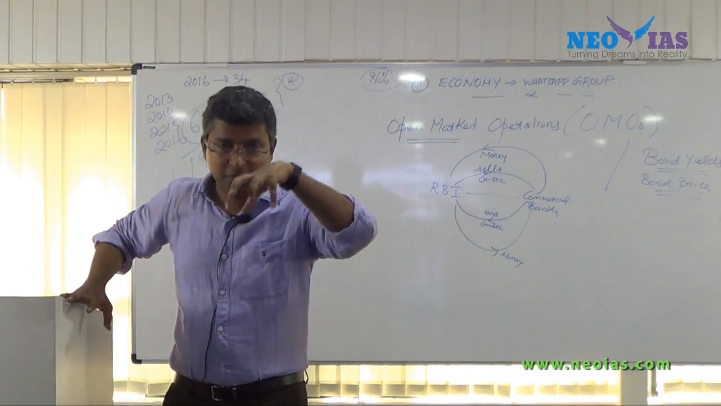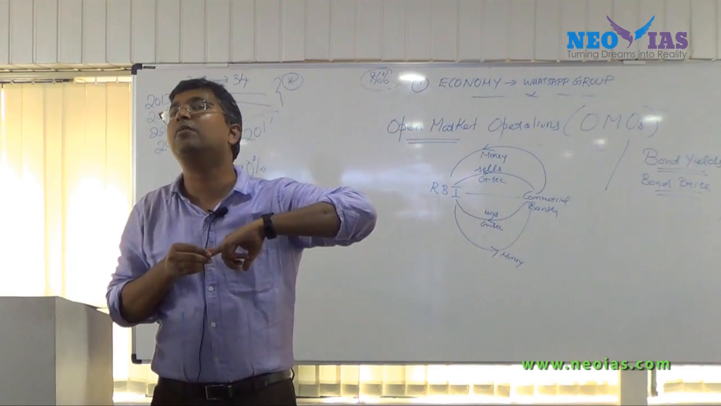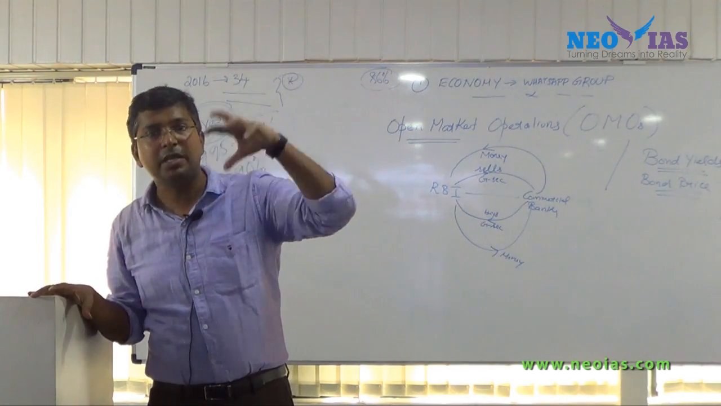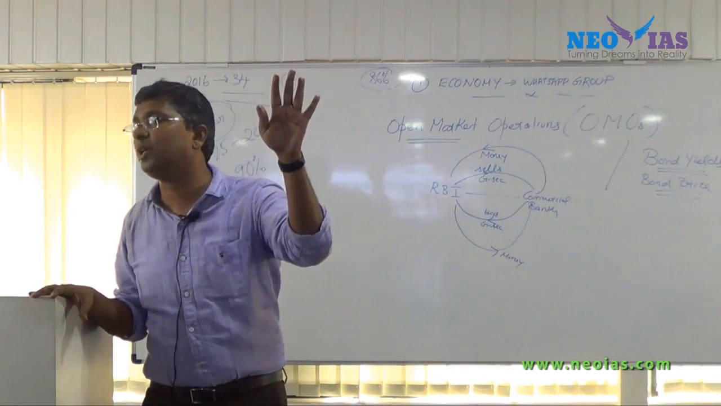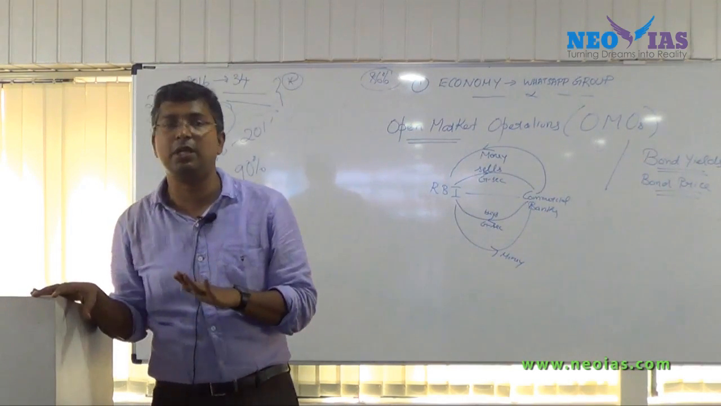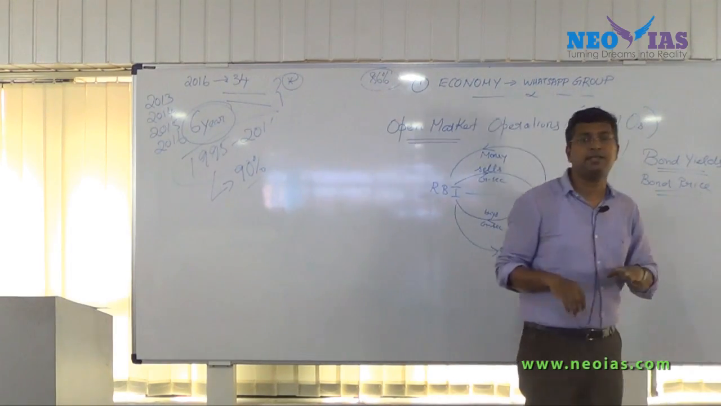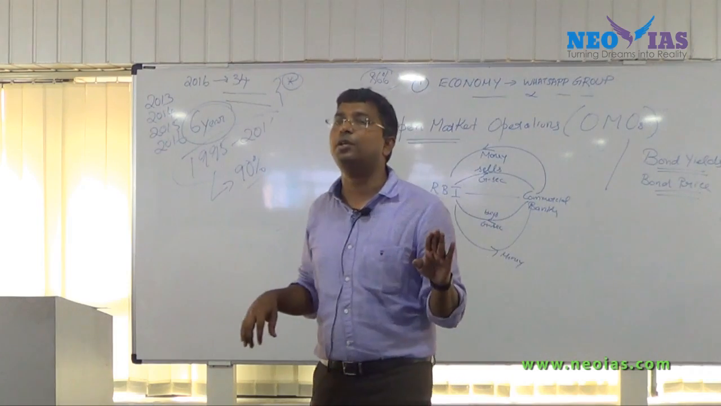But today we are dealing with money and banking, where the major instrument used by RBI is only government security. So we'll focus only on government security. Now the news which we talk about, bond yield and bond price, it is in relation to government securities. Be very clear.